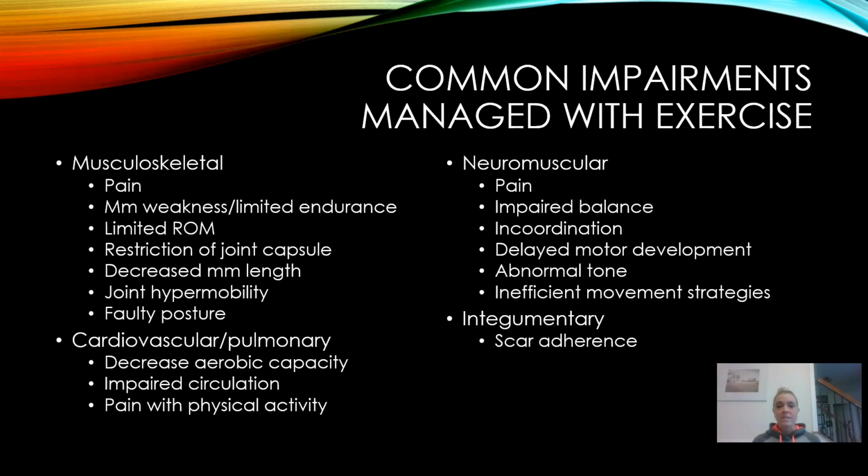Again, we can manage most of these things with exercise. You're probably going to hear this a lot from me as well, but I am a huge proponent of exercise. Exercise can fix a lot of what's wrong with a lot of people. And people just don't do it as often as they should. But as far as sort of breaking it down into the systems, looking at the musculoskeletal system, exercise can improve all of these things: pain, muscle weakness or limited muscle endurance, decreased range of motion, restrictions in joint movement, decreased muscle length, which plays into flexibility, joint hypermobility, faulty posture. In the cardiovascular and pulmonary systems, someone who has decreased aerobic capacity, we can assist with that with exercise. Exercise can help with circulation, again, help to decrease pain. Pain is on every single one of these lists.